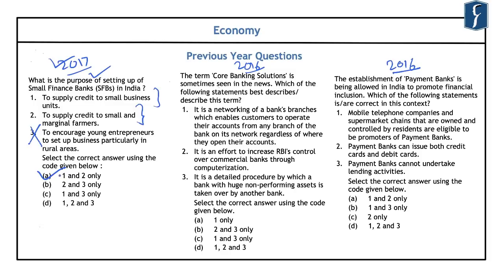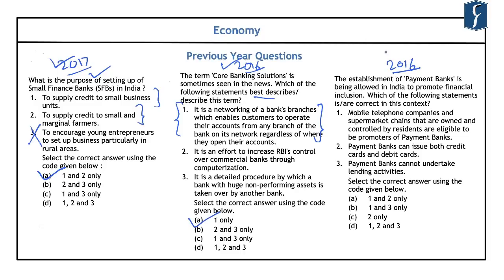Again, the question that was asked in the year 2016 was related to the core banking solutions term, which is sometimes seen in the news. And the question asked, which of the following statements best describes or describe this term? So the first statement, that is, it is a network of bank branches which enables customers to operate their accounts from any branch of the bank on its network, regardless of where they open their accounts, was the only correct statement which defines the core banking solutions. And hence the correct answer here was A, that is 1 only.